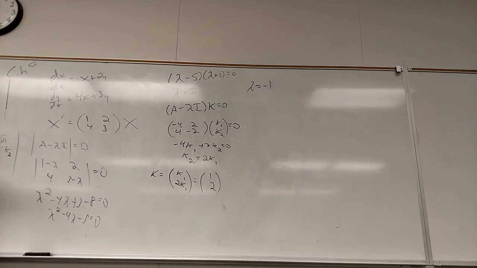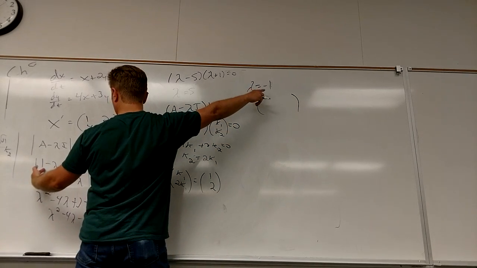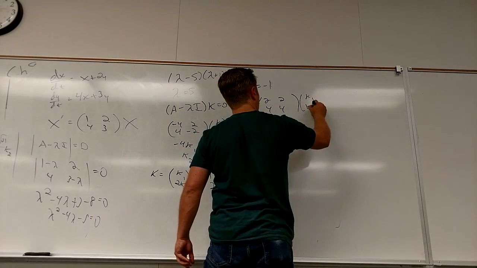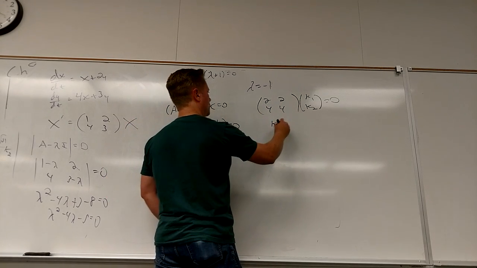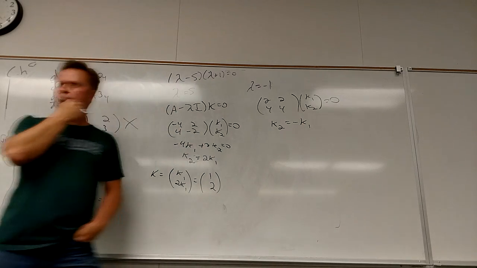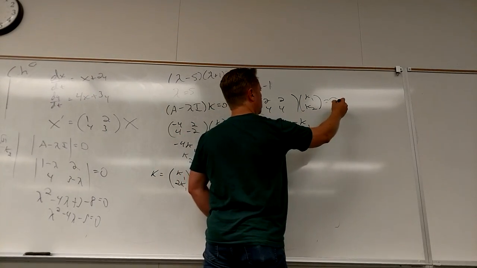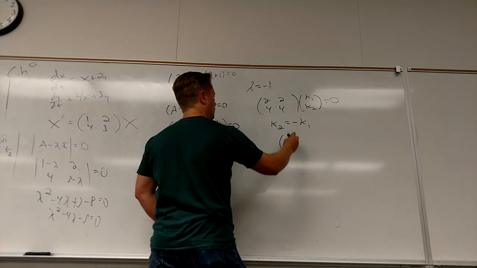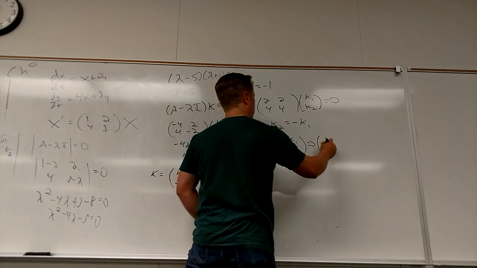For lambda equals -1, same idea. What's it look like for that one? If I solve for k2 again, k2 has got to be equal to -k1 for that to be true. And of course, this is like the zero matrix. So whatever k1 is, k2 is negative that, so this will be 1, -1.